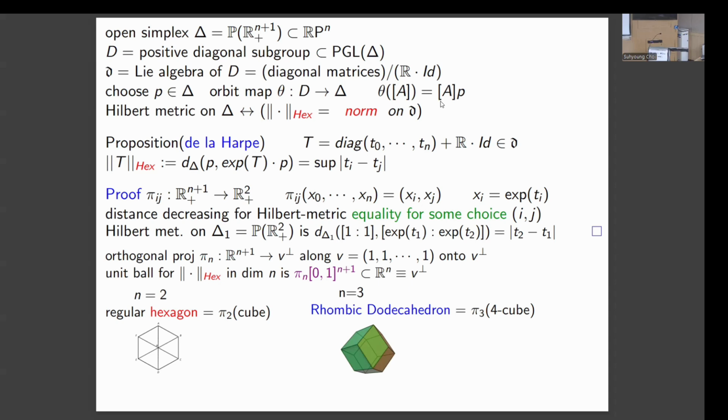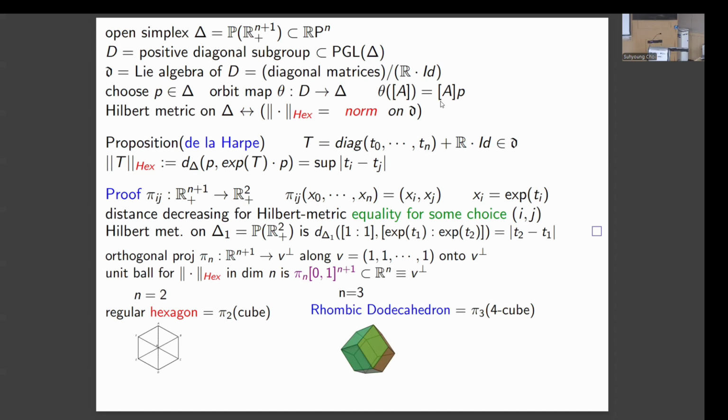And now if I take the Lie algebra of this, I can think of the Lie algebra as all diagonal matrices up to adding a multiple of the identity matrix, because we projectivized. Well, then I can identify this Lie algebra with the interior of the simplex. And the way you do that is I use the orbit maps.